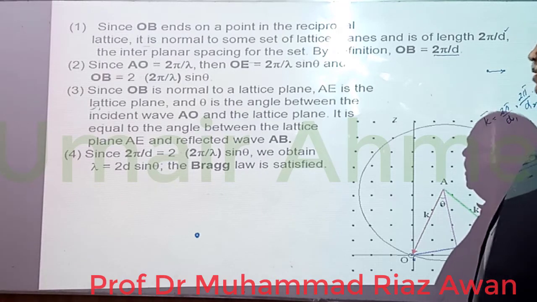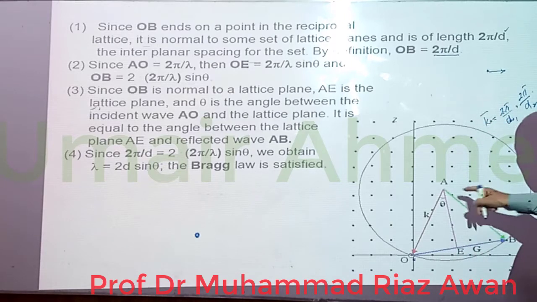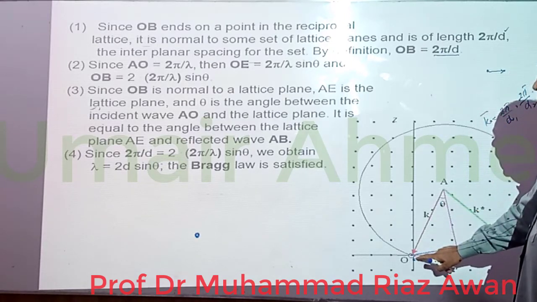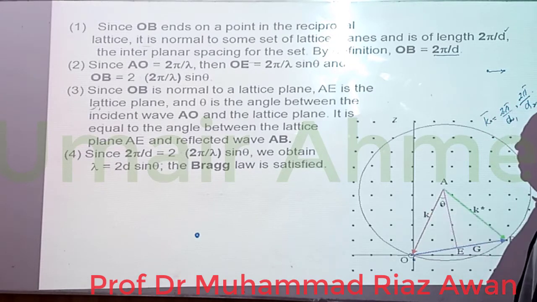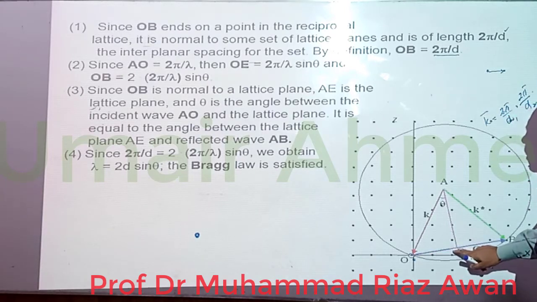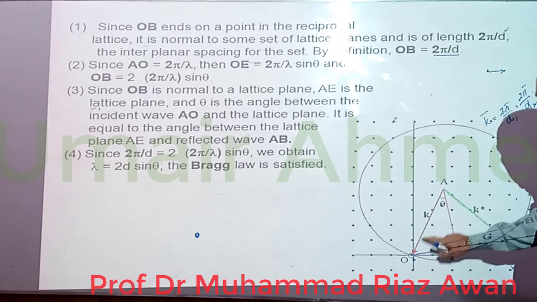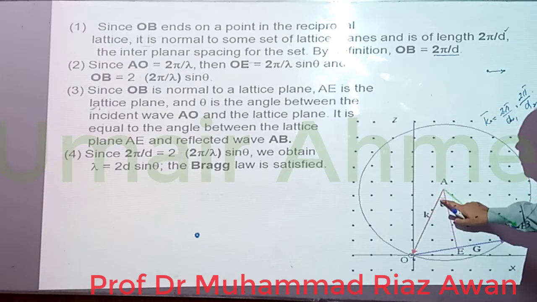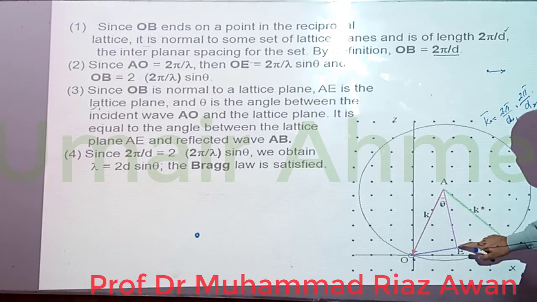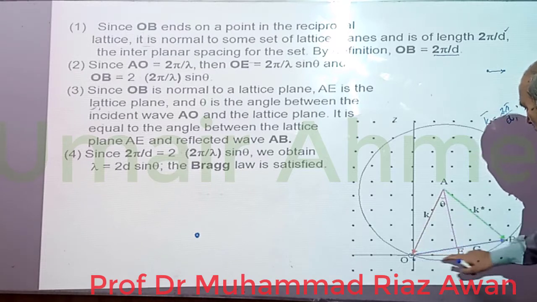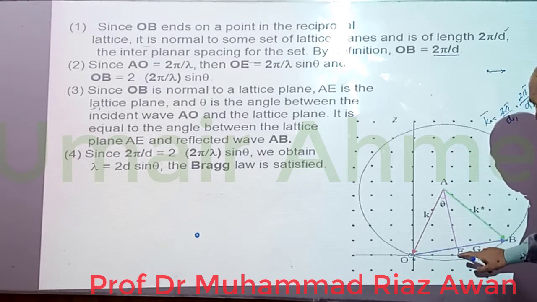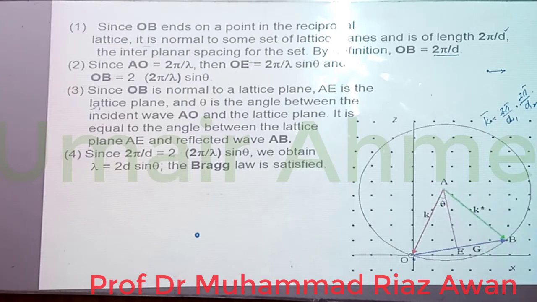Now, since AO is equal to 2 pi divided by lambda, AO is the incident wave vector, which we call 2 pi divided by lambda. Then OE will be equal to 2 pi divided by lambda sine of angle theta. This is the theta, this is opposite to theta, so this will be the sine theta. This is the hypotenuse, this is the perpendicular and this is the base. So I will write that OE is equal to 2 pi divided by lambda sine theta.